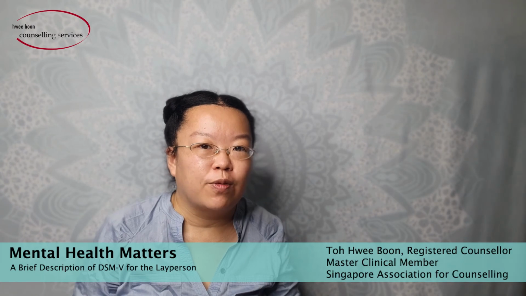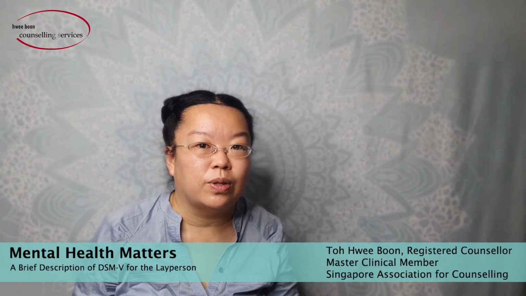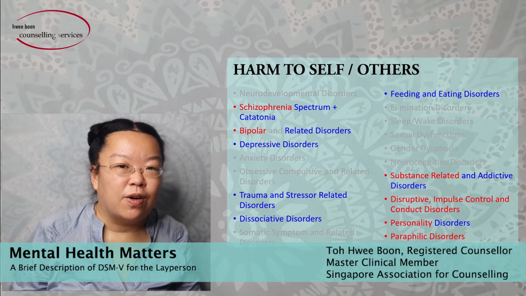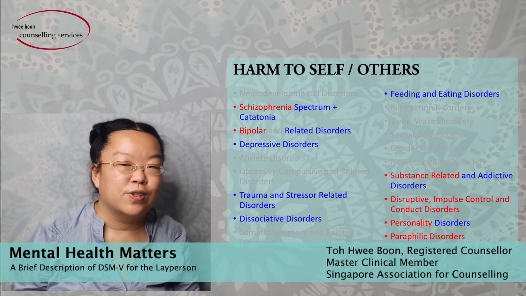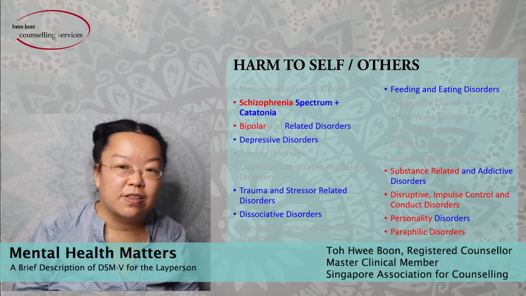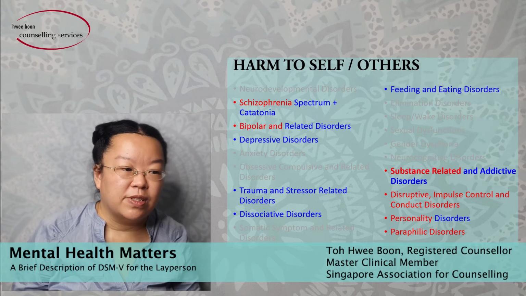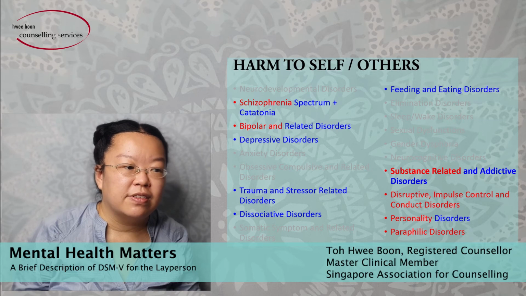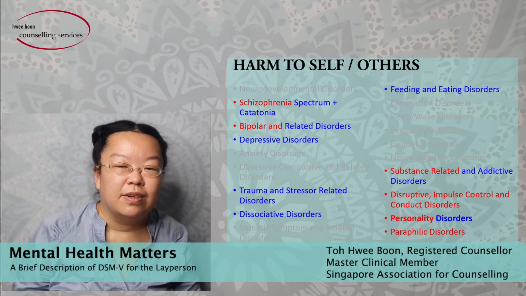Okay, this is a different way to categorize these 19 mental disorders by the amount of harm and danger they cause to others or to themselves. The mental disorders in red are those that cause harm to others. So they include people with schizophrenia disorders, bipolar disorders, substance-related and addictive disorders, disruptive, impulse control and conduct disorders, personality disorders, and paraphilic disorders.